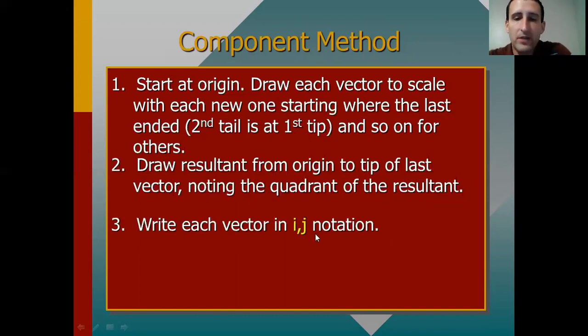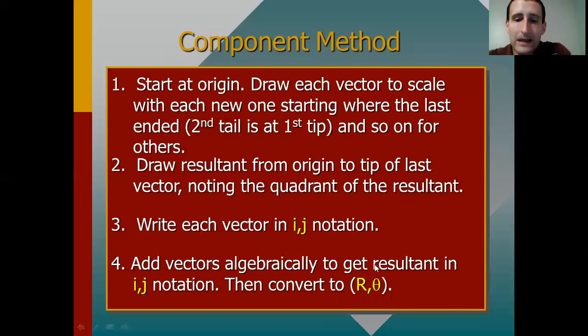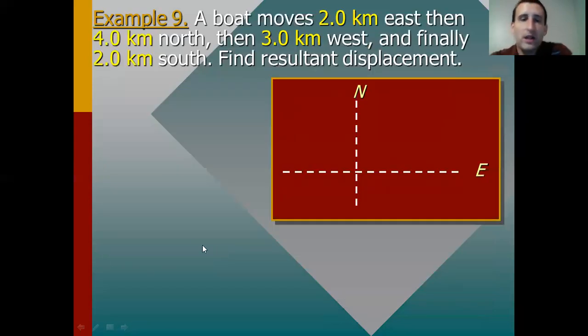And then we write the vectors in i, j notation, and then we can very easily add the i, j notations and then convert back into r, theta at the end. So, much easier to understand if we have an example.